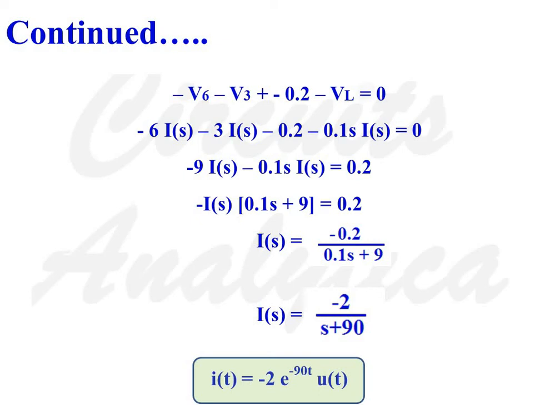So we will get minus I(s) into 0.1 S plus 9 equal to 0.2, or I(s) is equal to minus 0.2 divided by 0.1 S plus 9. We can write I(s) equal to minus 2 divided by S plus 90. To find i(t), we have to take the inverse Laplace transform of I(s). So i(t) is equal to the inverse Laplace transform of I(s), which is minus 2 e raised to minus 90t u(t).